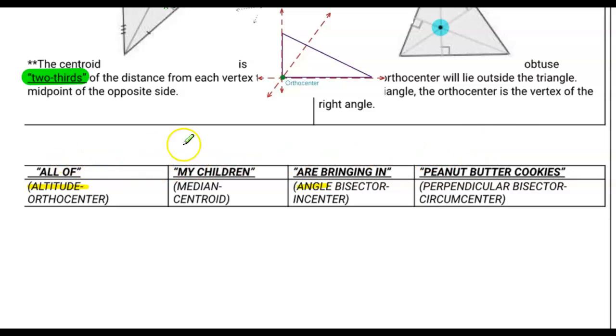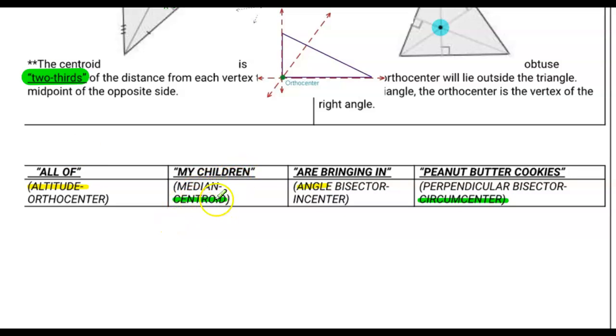So I remember there's 2 words, and then 3 words, 3 words. Hopefully that makes sense to you. And then the last thing that is sometimes confusing or hard to remember is that centroid and circumcenter both start with the letter C. And there's 2 ways to go about this.